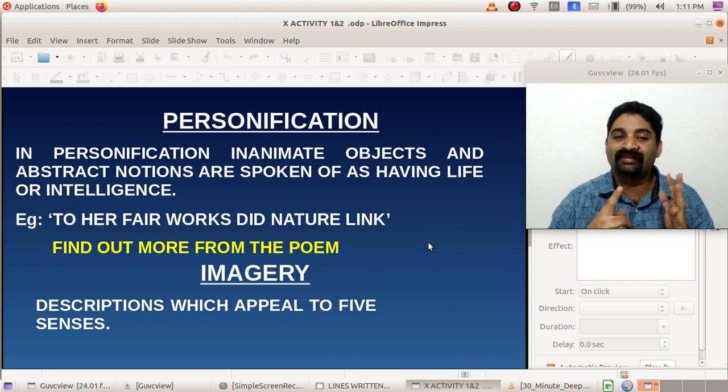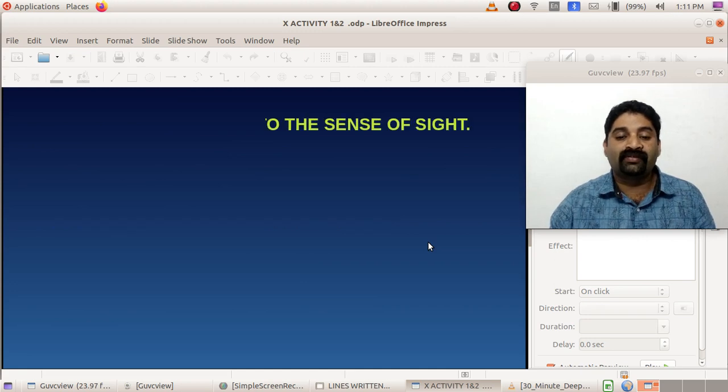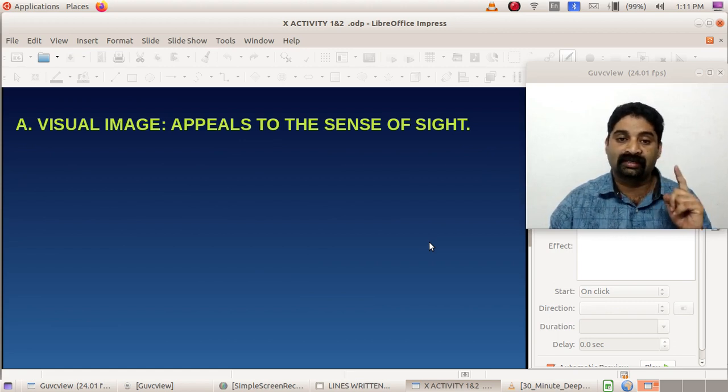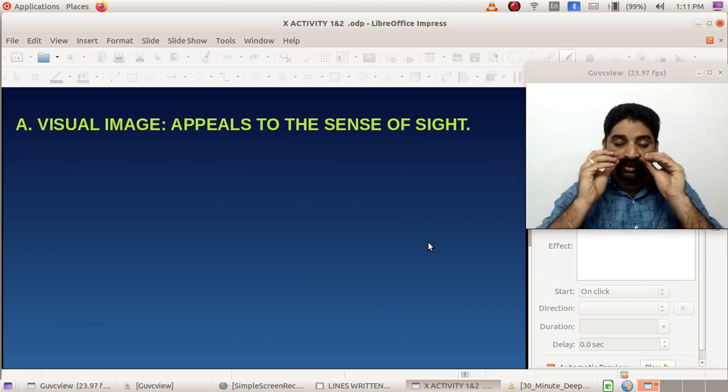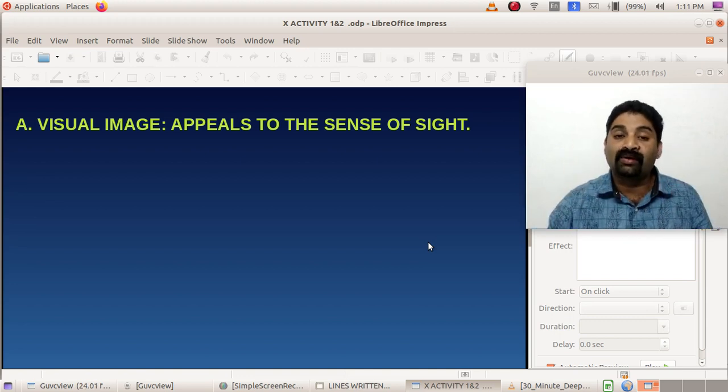We have senses of hearing, touching, seeing, then taste and smell. We have 5 organs: our eyes, our nose, our tongue, our ears and our skin. So whatever appeals to those, let us see which are they. First of all, we have visual image, which appeals to the sense of sight. When you read a poem, if something appeals to your eyes, something you can see through the words, that we call a visual image.